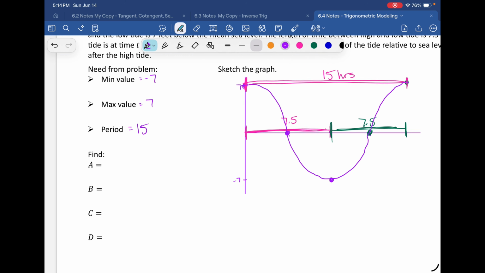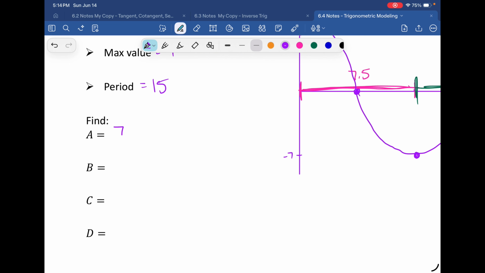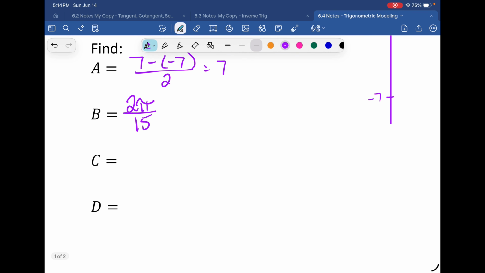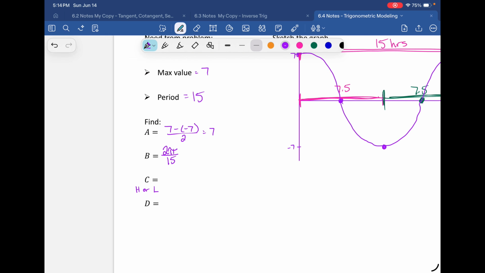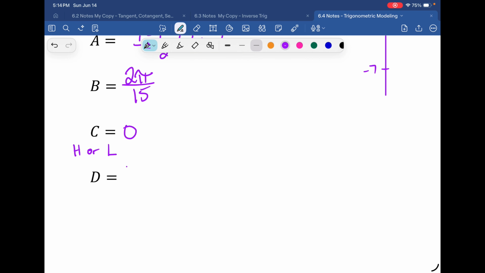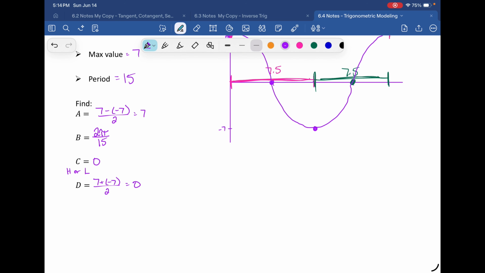All right, so amplitude is max minus min, divided by 2. Amplitude is 7. B is 2 pi divided by period. For C, ideally you're looking for a high or a low. I have a very clear high at 0. And D is max plus min divided by 2. And then we model it, only they're using t's instead of x's.